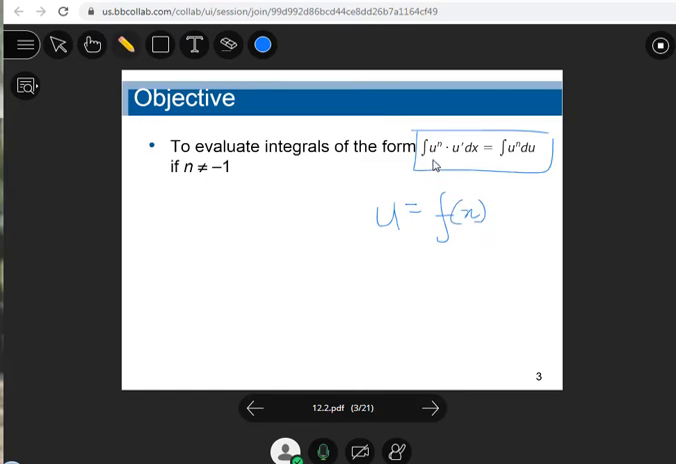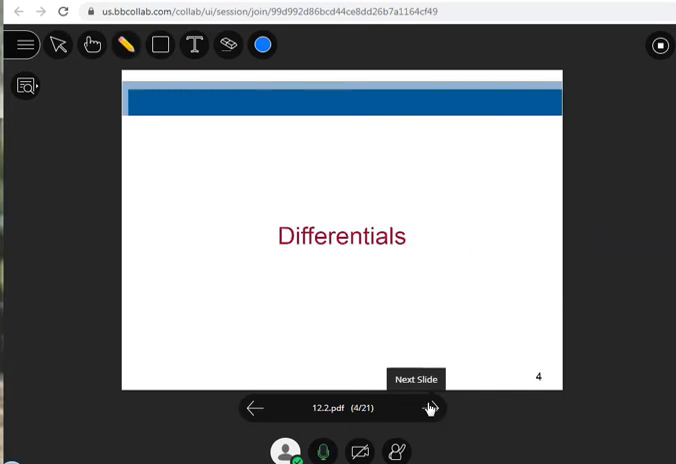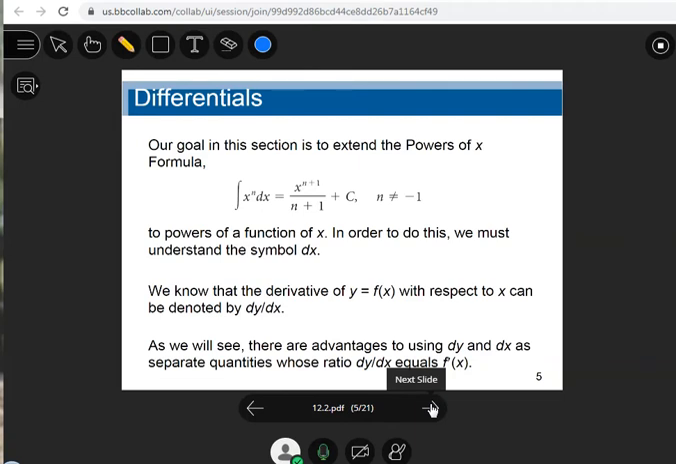Then if we have such an expression, u to the power n times u prime x, we can write it this way by converting it to u to the power n du. First we need to consider differentials. So what are differentials? Do you have any idea about it? If I explain it this way, we know dy over dx, but if we consider dy separately, it becomes a differential.